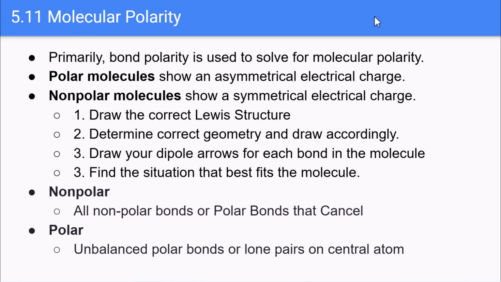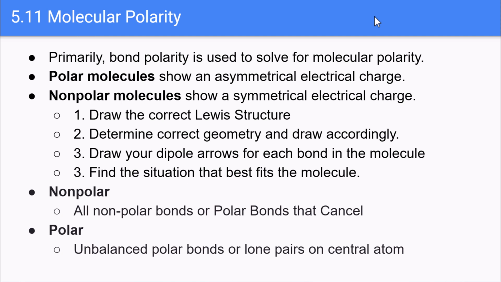First step is to draw the correct Lewis structure. Second, determine the correct geometry and draw accordingly. Third, draw your dipole arrows for each bond in the molecule. So that's the additional step here, is look at the dipole arrows that exist within the molecule. And then the next step is to find the situation that best fits the molecule.